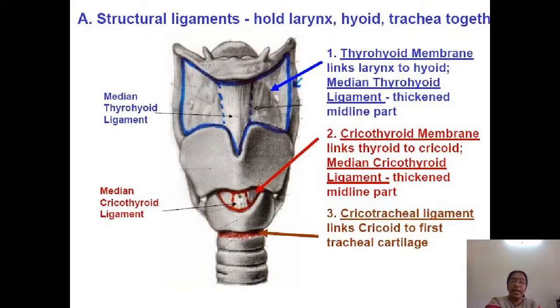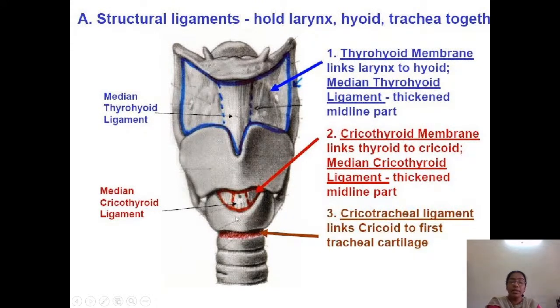Other than these paired and unpaired cartilages, the one more thing the larynx constitutes is the membranes and the ligaments. The membranes which you come across in the larynx are, one between the thyroid and the hyoid bone, called the thyrohyoid membrane. In the midway, it is thickened, forming a ligament called the median thyrohyoid ligament.